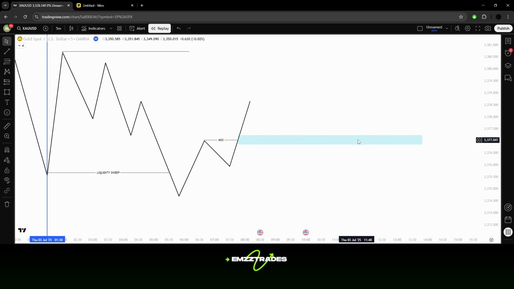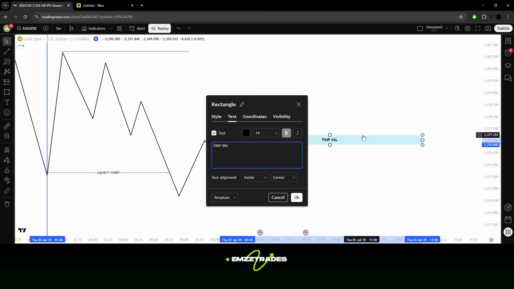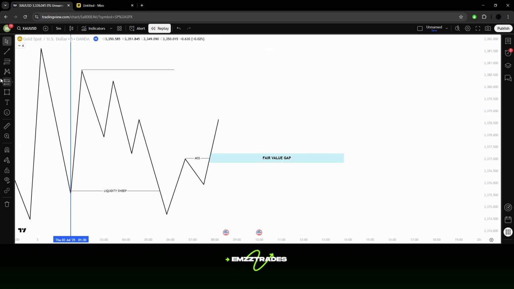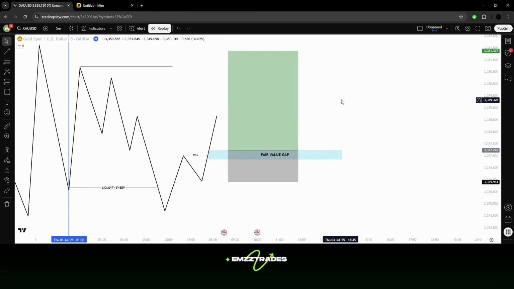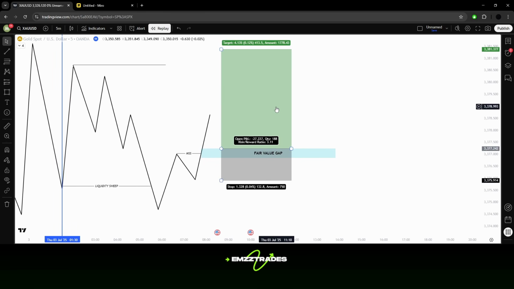Now all I've got to do is mark out my fair value gap, which will be from here to here. Let me name it fair value gap. Once I do get this, all I've got to do from here on out is long position this just like this, placing my stop loss just below the area of liquidity, and placing my take profit at a 1-to-3 risk to reward ratio.